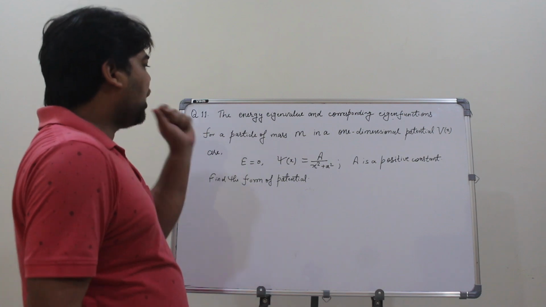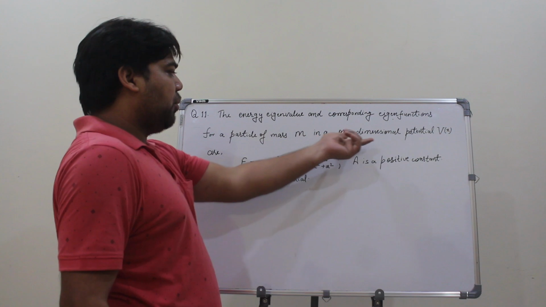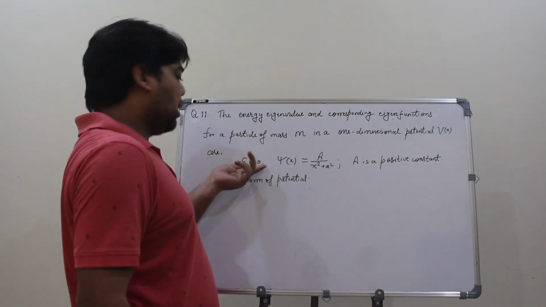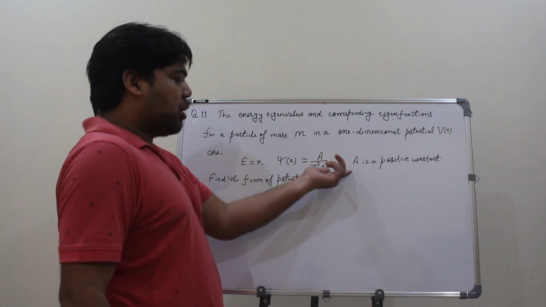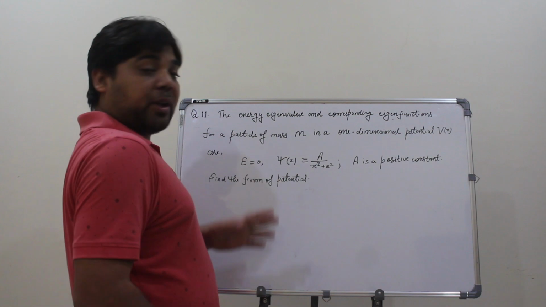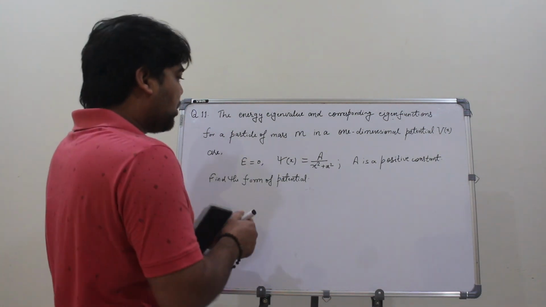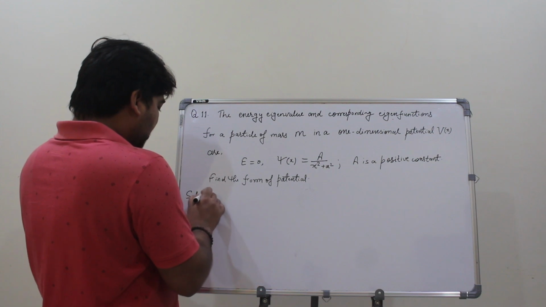So the energy eigenvalue and corresponding eigenfunction for a particle of mass m in a one-dimensional potential V(x) are E equals 0 and psi(x) equals a divided by x square plus a square, where a is a positive constant. Find the potential, right? So let us calculate this. चलिए इसको solve करते हैं. So how we can solve it?